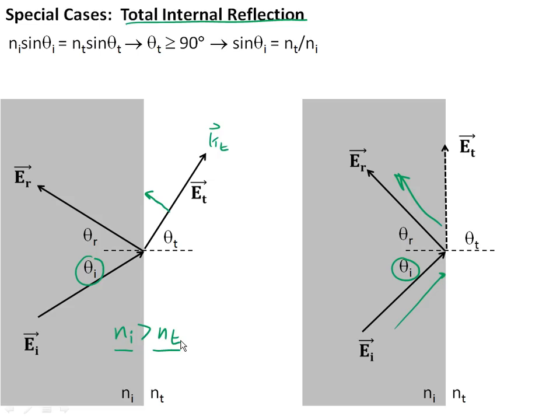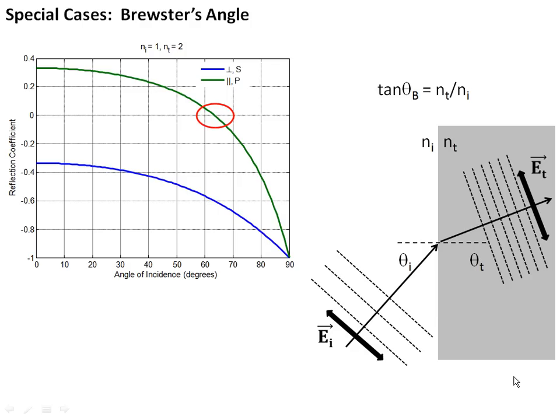Essentially, if you want to calculate the incident angle where total internal reflection starts to occur, you simply use Snell's law. You basically set theta_t equal to 90 degrees or greater, and you can find that critical angle, let's call it theta_c, is given by the equation that the sine of the critical angle is n_t, the transmitted, divided by n_i, the incident indices of refraction.